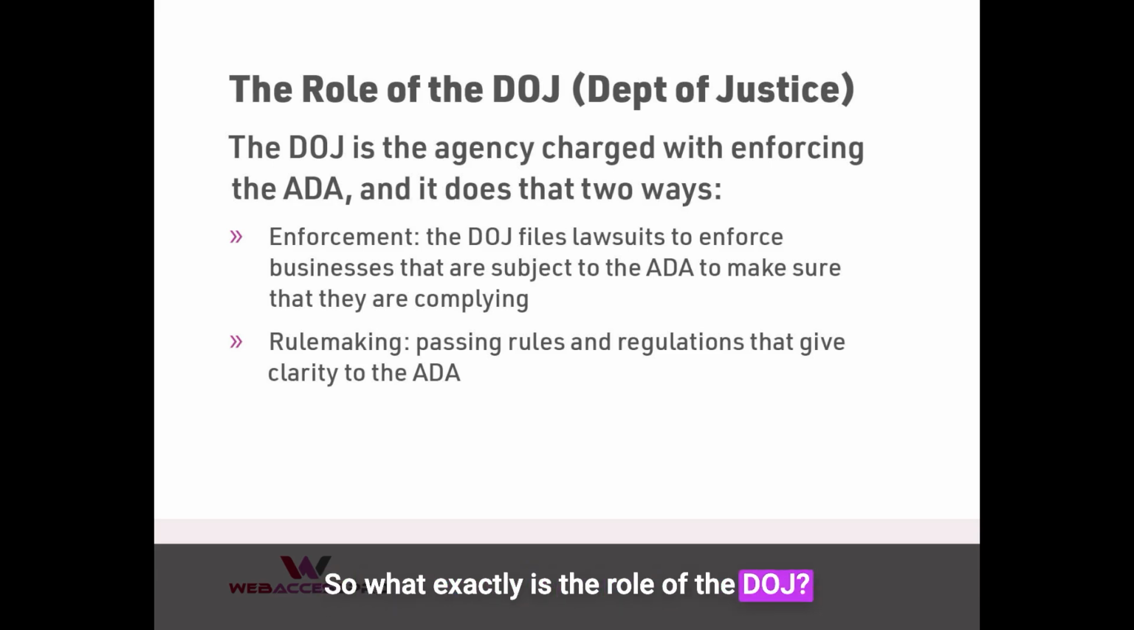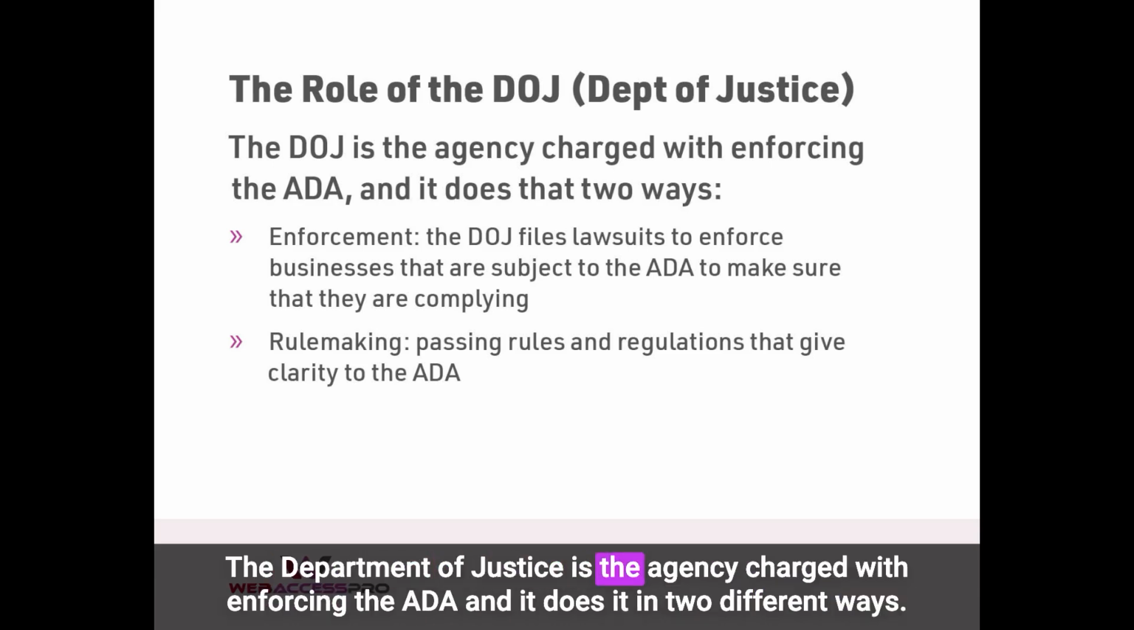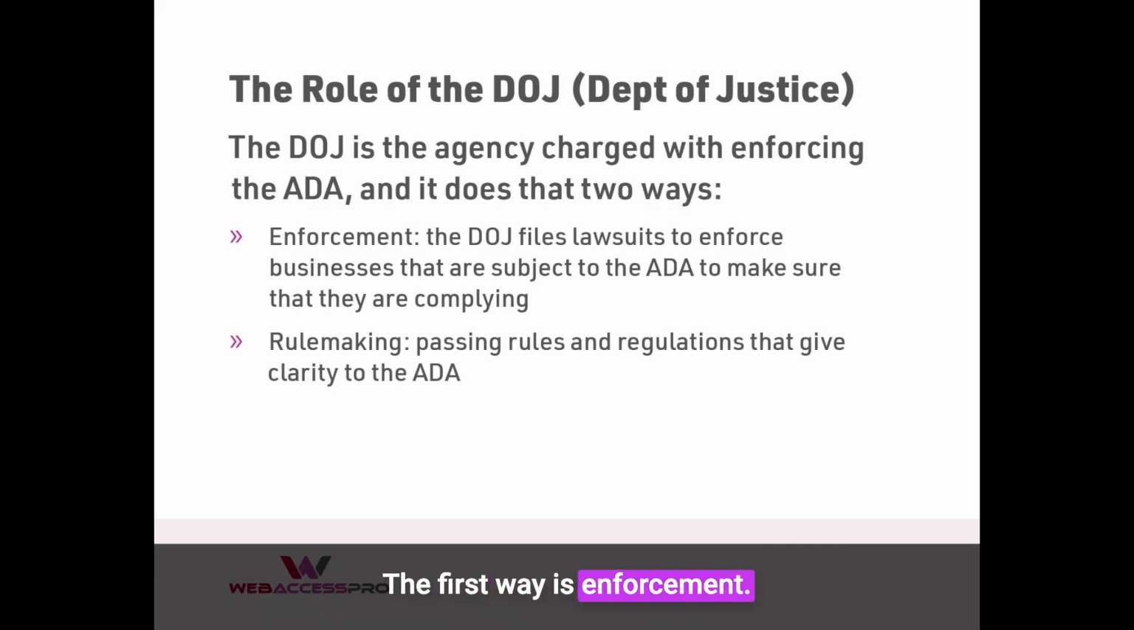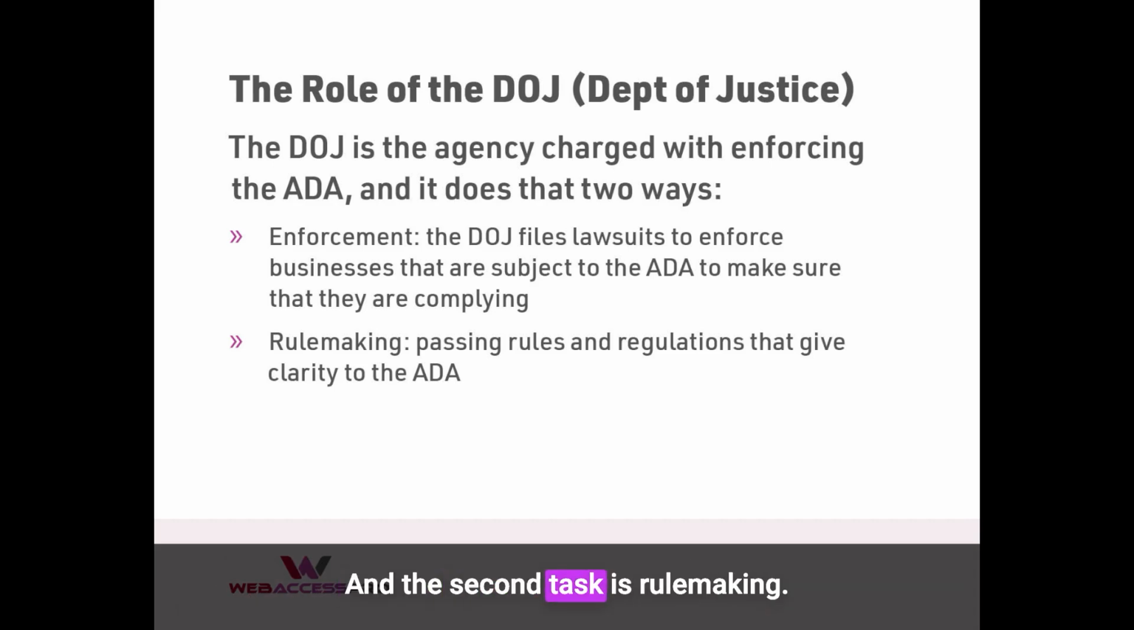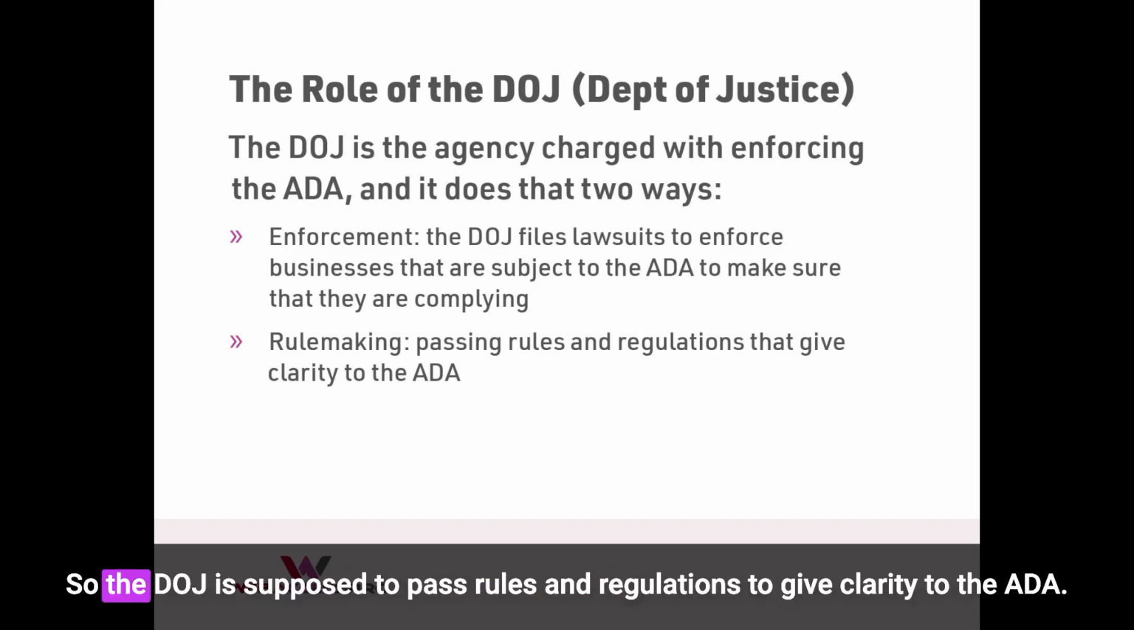So what exactly is the role of the DOJ with regards to the ADA, the Department of Justice? The Department of Justice is the agency charged with enforcing the ADA, and it does it in two different ways. The first way is enforcement. The DOJ files lawsuits to enforce businesses that are subject to the ADA to make sure that they are in compliance. And the second task is rulemaking. So the DOJ is supposed to pass rules and regulations to give clarity to the ADA.